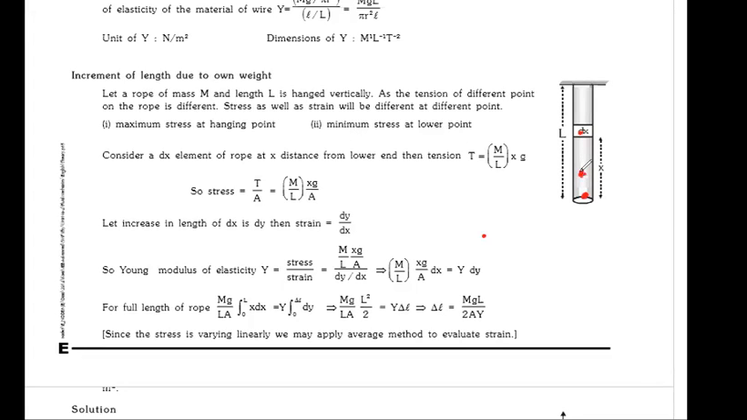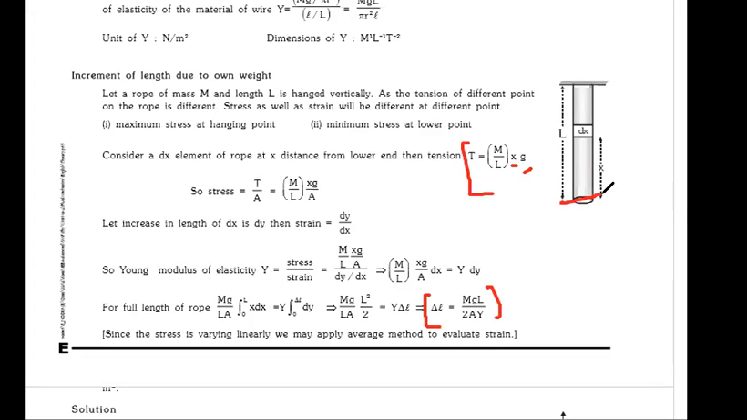Mass at this point will be this much only, but mass at this point will be this whole. So as we go up, mass will change. So I can say that tension will be mass by length into length, this length into g. Just put in the formula, and you will get x into dx. Change in length is mgl by 2AY.